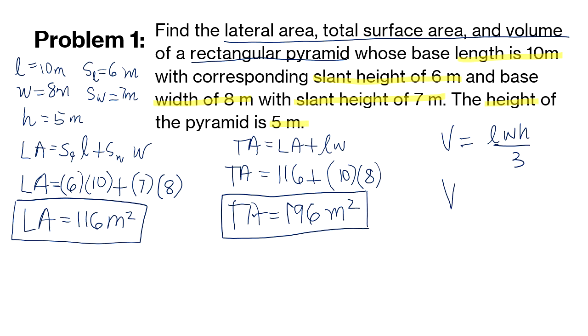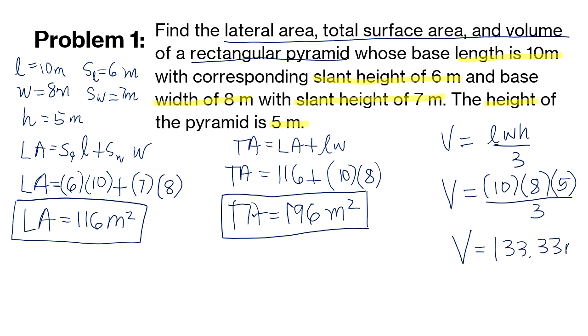Now for volume, we have length, that is 10 meters, times width, 8 meters, times height, that is 5 meters, divided by 3. So, this gives us 400 divided by 3, or that is 133.33 meters cubed, which is rounded off to the nearest 2 decimal places. So we have the volume, 133.33 cubic meters. Remember that volume is always measured in cubic units.